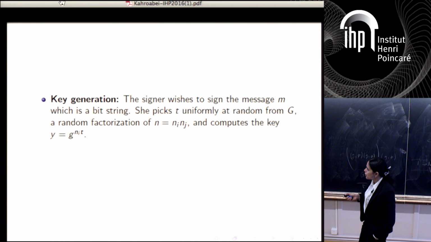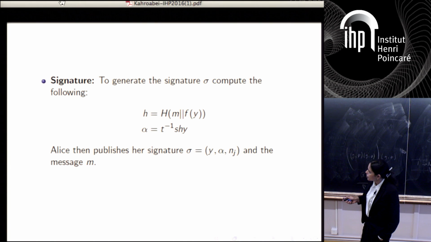The signing is as follows. The signer wishes to sign a message M, which is a bit string. She picks T uniformly at random from G and a random factorization N = NI·NJ, and computes Y, which is G^NI conjugated with T. So T again is conjugation. To generate a signature sigma, she computes the following: H is the hash of M and F(Y), and alpha is T inverse S^J T. So the signature is Y, alpha, and J.